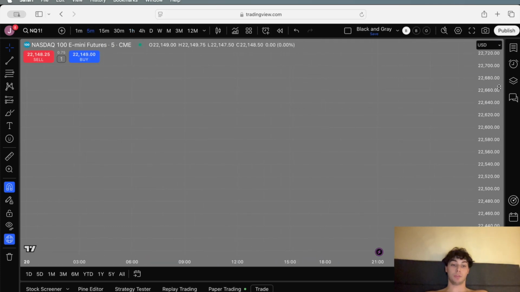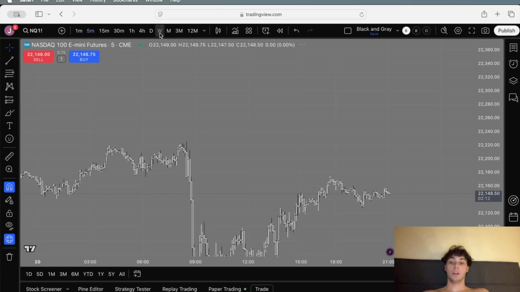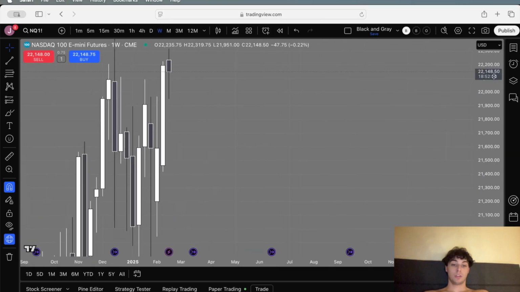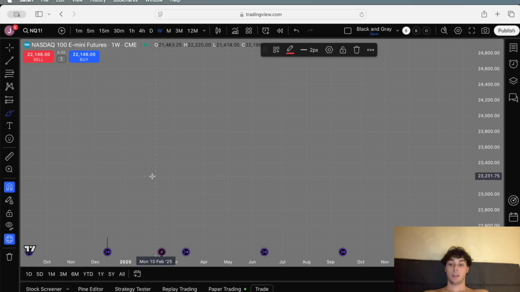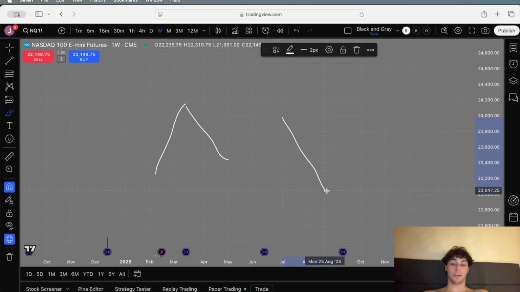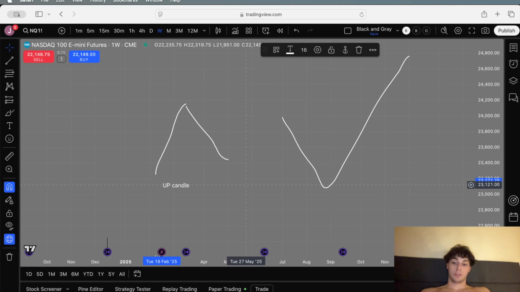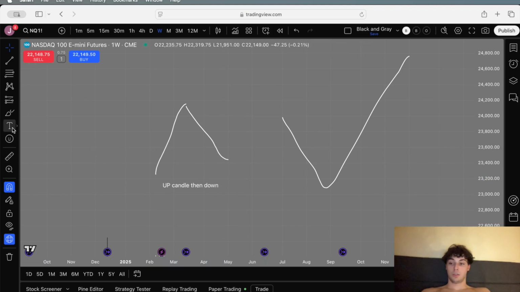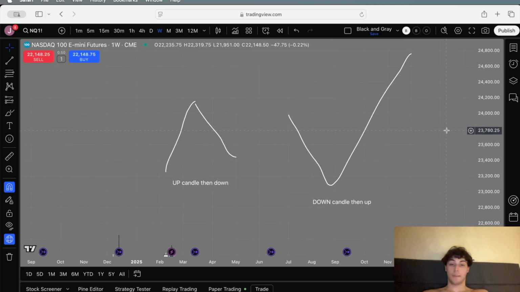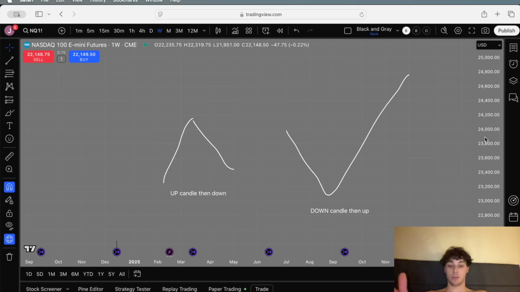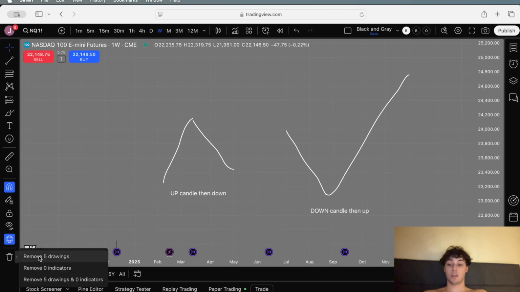I'm going to do examples on NASDAQ. I'm going to go on the weekly time frame first. So a high is an up candle, then a down candle. A low is a down candle, then an up candle. That's all it is. Up candle, then down. And then for a low, a down candle, then up. Write this down. Don't be a dumbass. Write it down. Put it in your notes. You should be journaling everything.